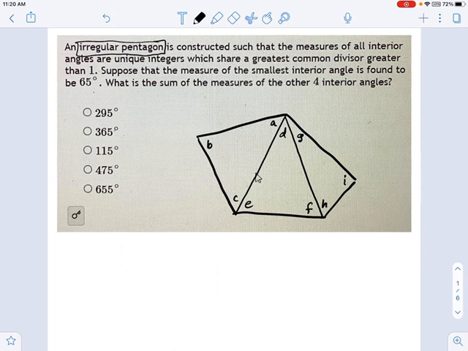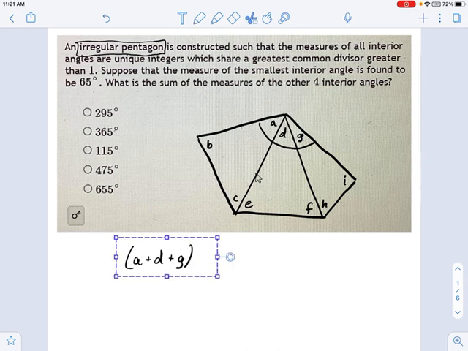And what I can say is that A plus B plus C equals 180. D plus E plus F equals 180, etc. We know that about triangles. Watch this, though. I can also say that this angle right here, A plus D plus G, is one of the interior angles of the pentagon.